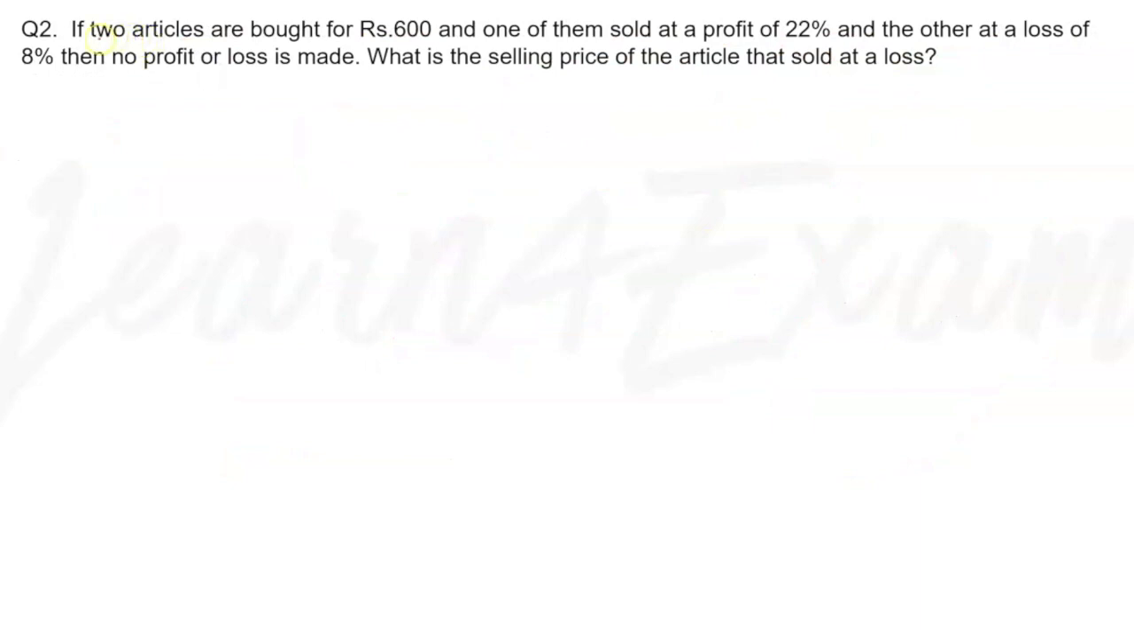Let's move on to the second question. If two articles are bought for rupees 600, one of them is sold at a profit of 12% and the other is sold at a loss of 8%, and no profit and no loss is made, what is the selling price of the article that is sold at a loss? Right, so on one I'm making a profit of 12, on the other I'm making a loss of 8, and in all I'm making no loss or profit.